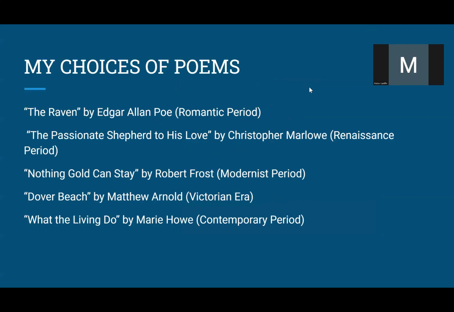So my choices of poems for this project were The Raven by Edgar Allan Poe, which was made during the Romantic period. The Passionate Shepherd to His Love by Christopher Marlowe, made in the Renaissance period. Nothing Gold Can Stay by Robert Frost, made in the Modernist period. Dover Beach by Matthew Arnold, made in the Victorian era. And What the Living Do by Mary Howe, made in the contemporary period.